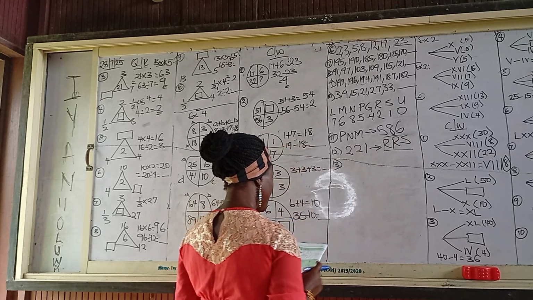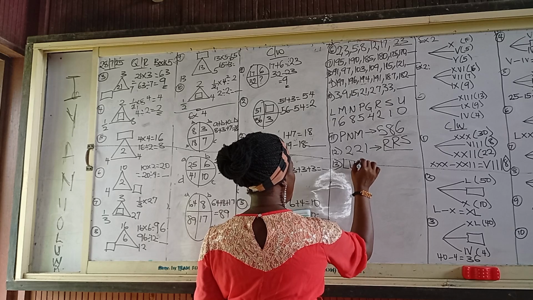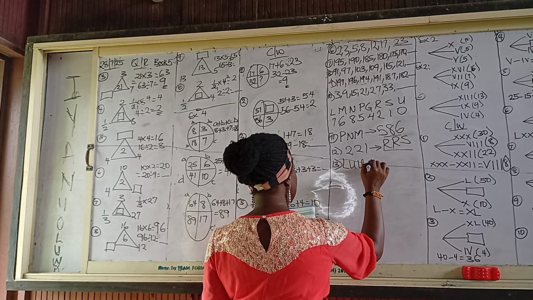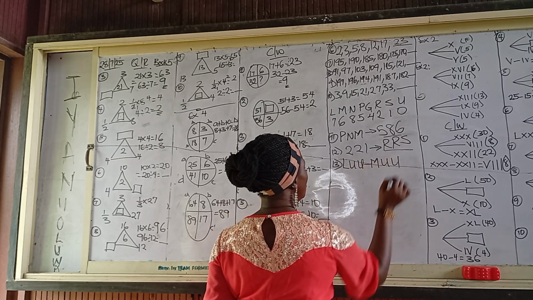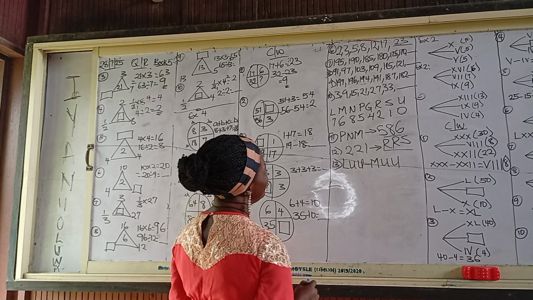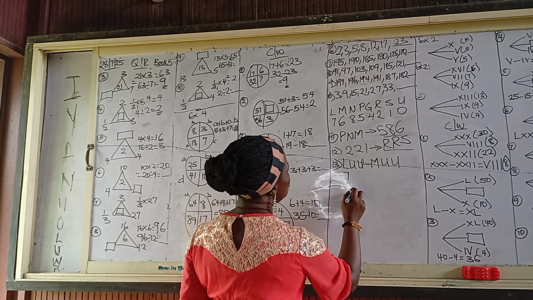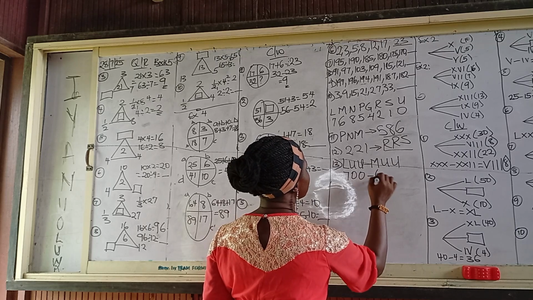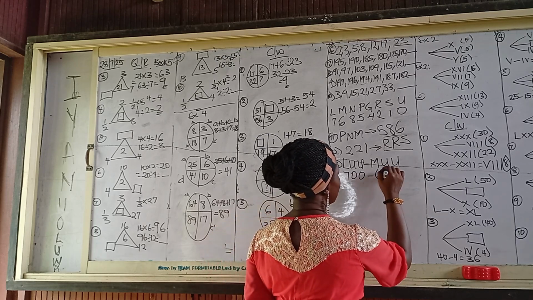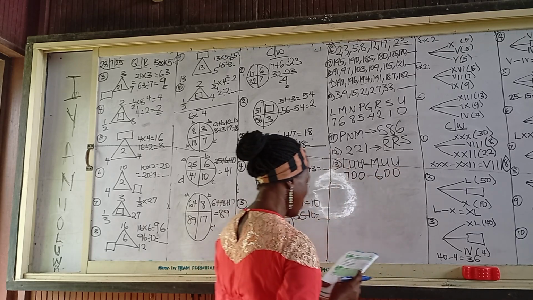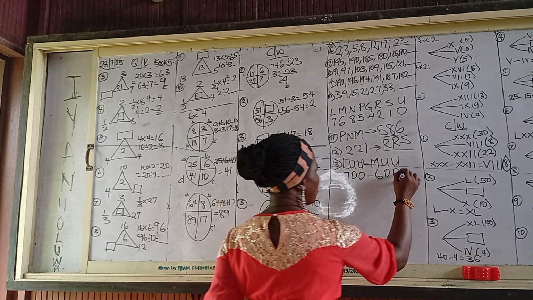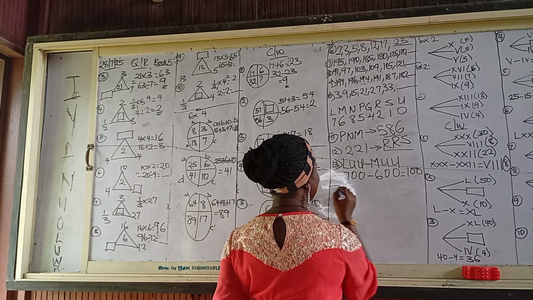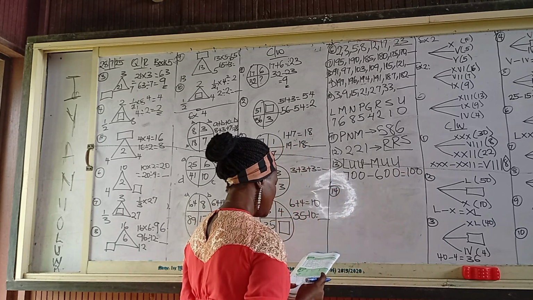Number 13, L, U, U minus M, U, U. What will you do? Go to where L is. L is 7. U is what? Minus M is 6. U is what? And we are to leave our answer in figure. So that is 100.